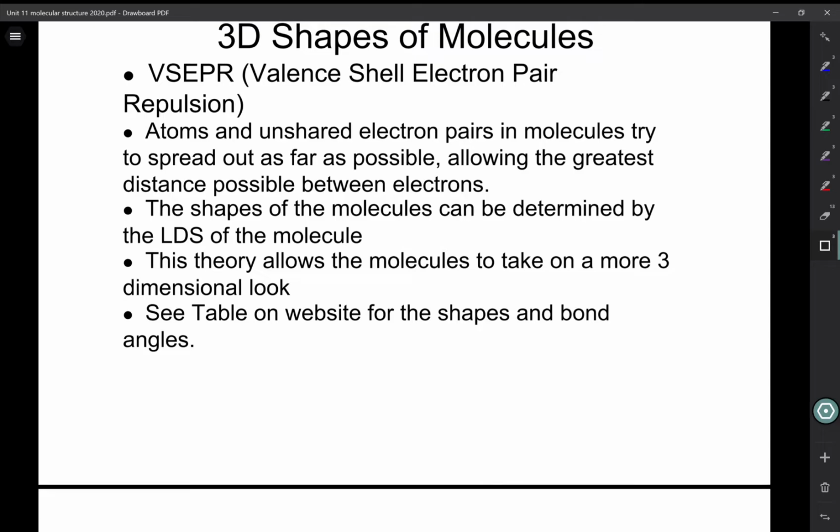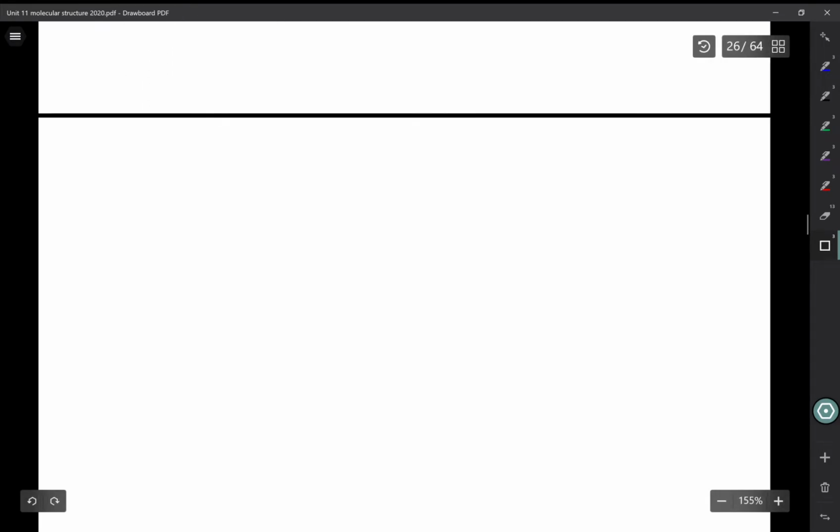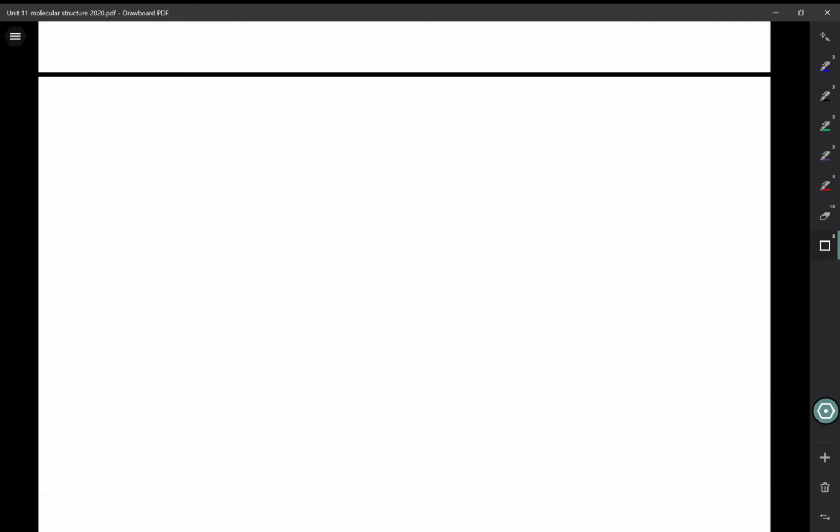Now, on my website I have a couple of tables for the shapes and the bond angles, plus I showed you that website from PhET, where you can figure out a lot of different molecules and their shapes, but we'll go over how to draw some of them. First one is the easy one. We're going to do what's called a linear molecule. Linear is nice and easy.